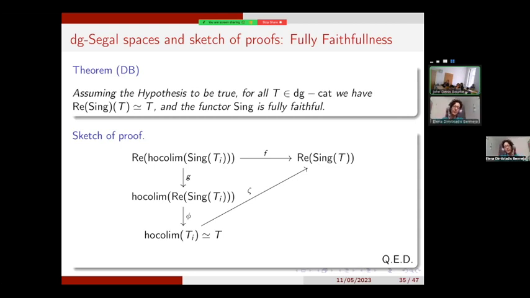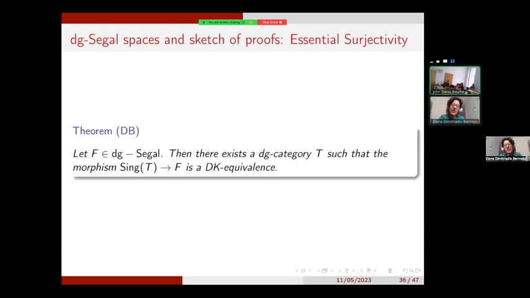Okay, so the last thing we need is the essential surjectivity. And this is going to work in a really similar way. So we will also be using hypercovers to find a DG category whose image by Sing is DK equivalent to our DG simplicial space.